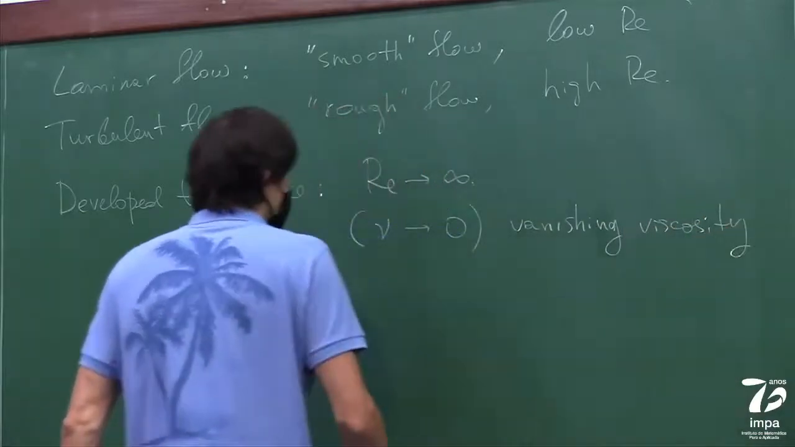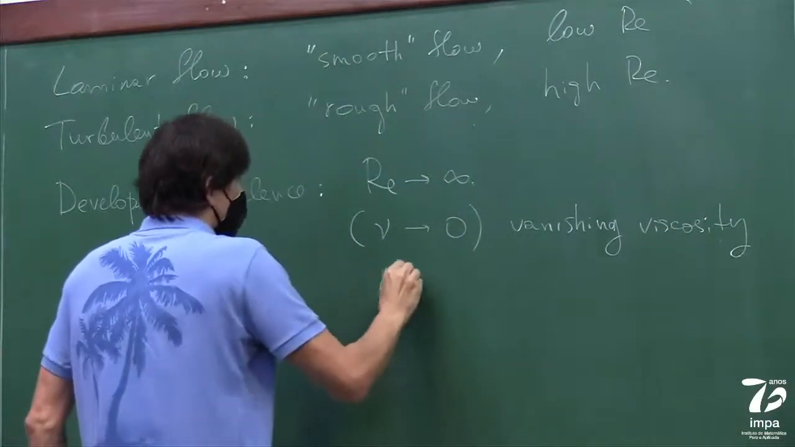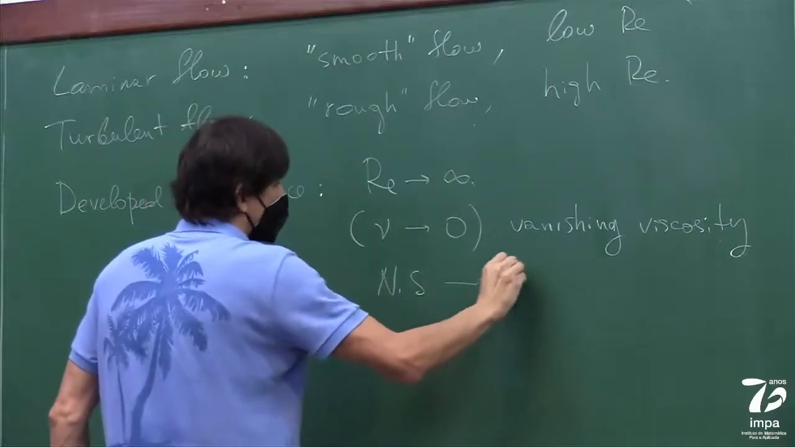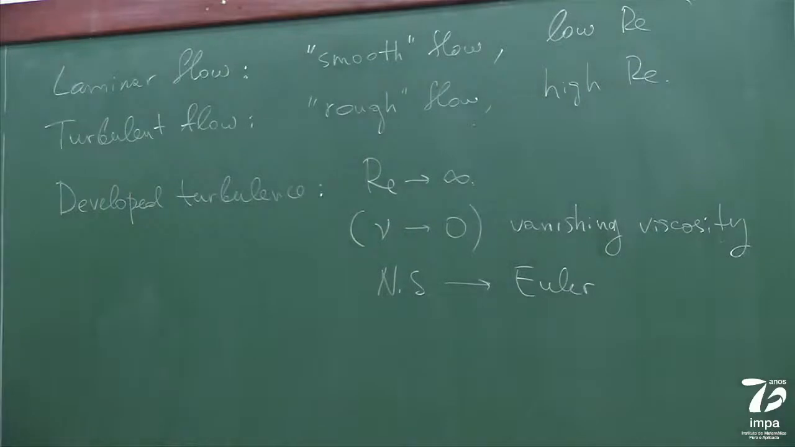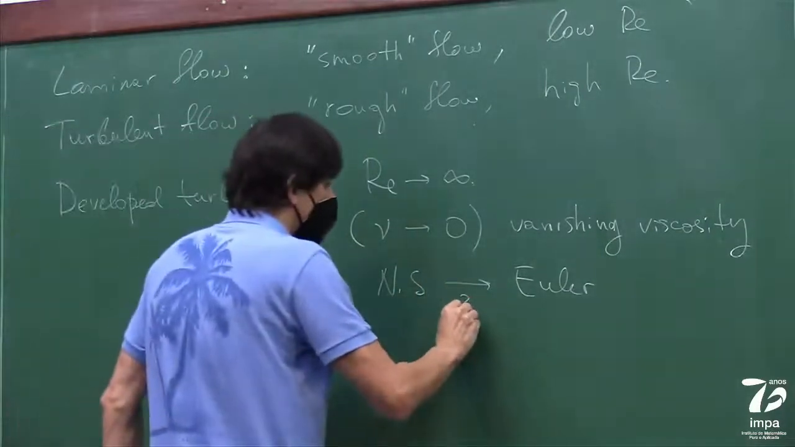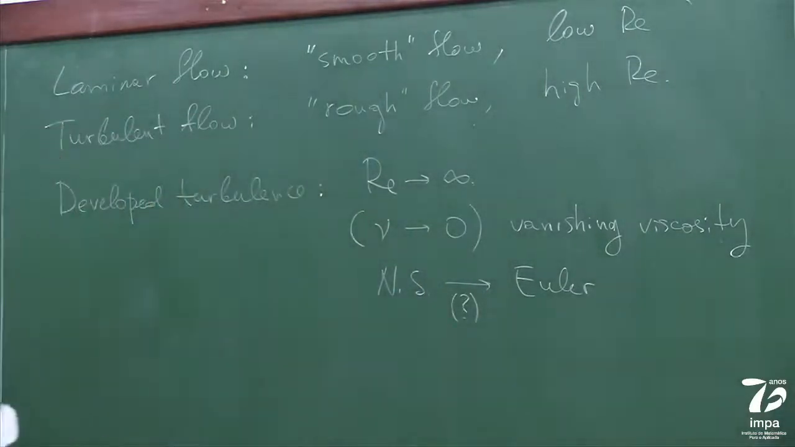So, as I said, this limit formally sends Navier-Stokes to Euler. But this comes with a big question. Okay, and now the two questions that we will be gradually resolving.